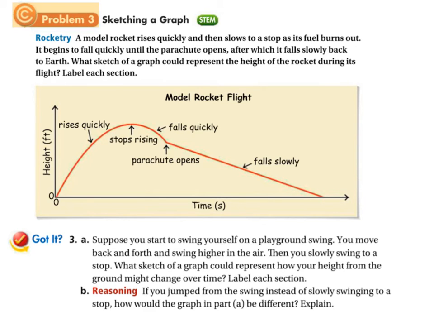I'm going to actually talk this one out when we get to it, like once it's time to look at the answer. And so what would the sketch of that look like? And then also, if you jumped from the swing instead of slowly swinging to a stop, how would the graph change? Explain. Okay, give it a try.